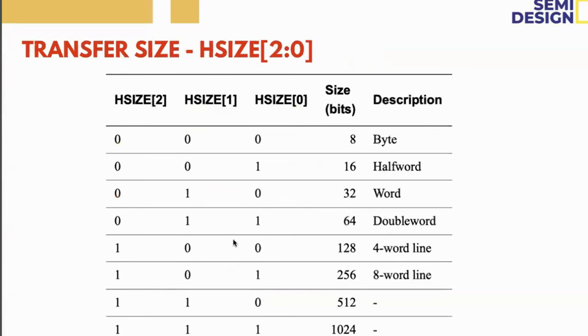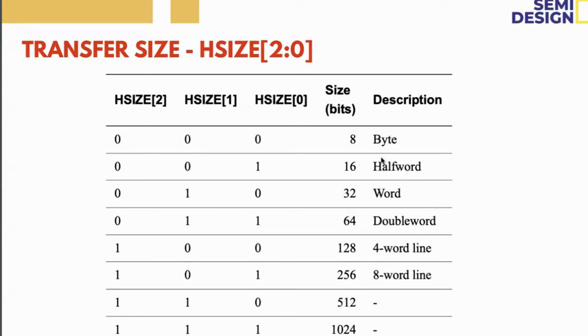Okay. Next one is the transfer size. So when we are transferring any data, the size is also important, okay? Whether it is an 8-bit size or 16-bit or 32-bit, like that, we need to check the size while we are transferring in terms of burst, okay? So here we have the signal like H size, which is a 3-bit signal, okay? And this is the encoding of the transfer size, okay? If you see size, the 3-bit, if it is 000, then it indicates 8-bit size. 001, 16-bit. 010, 32-bit, like that, okay?